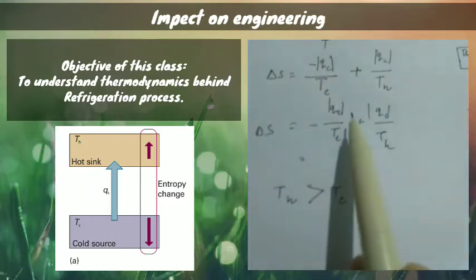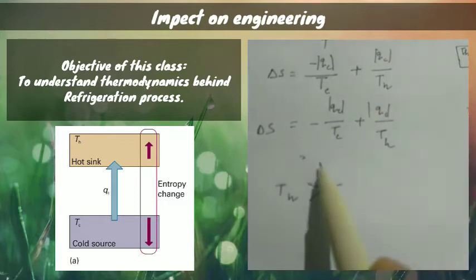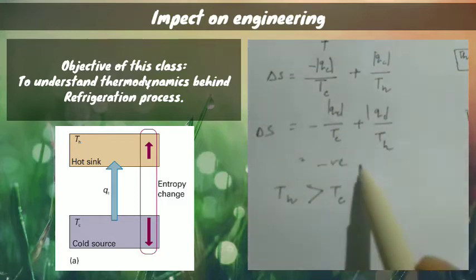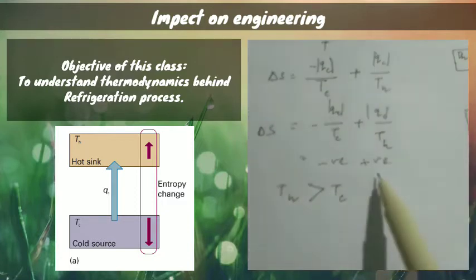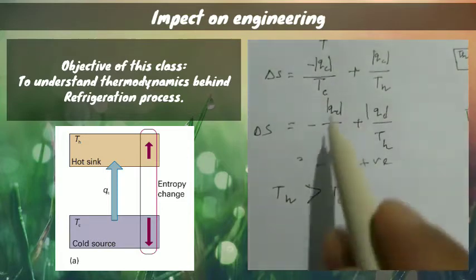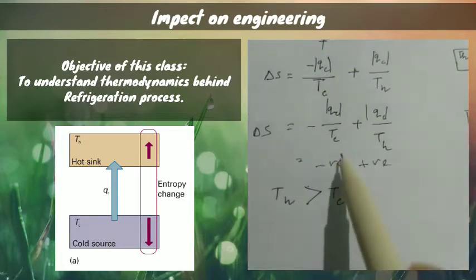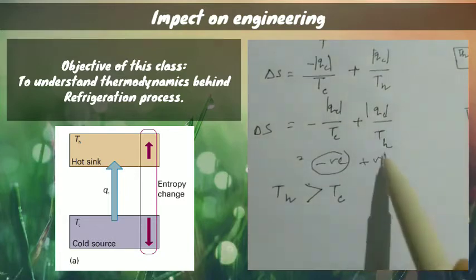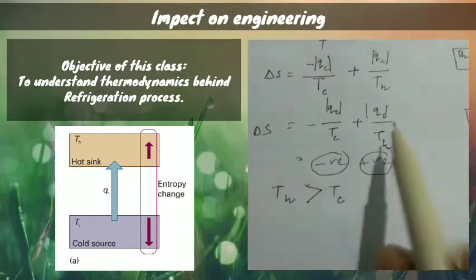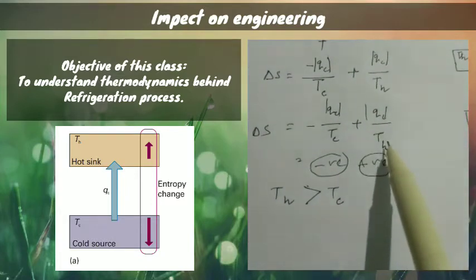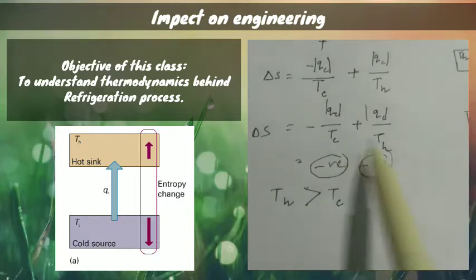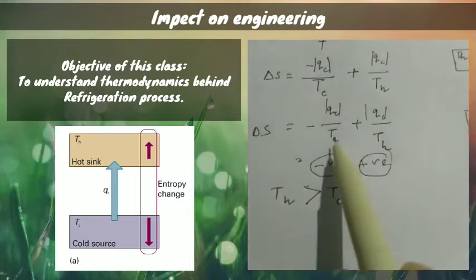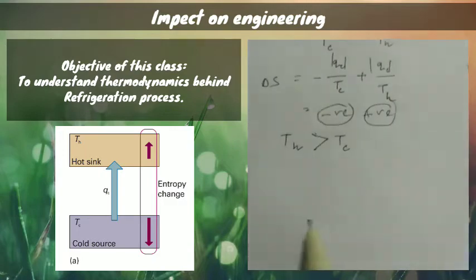So that means the overall, this negative part and this positive part, let's suppose this is the positive part and this part is the negative part, so this negative part will be higher than this positive part, no? Because TH is higher than TC, understand. Since TH is higher than TC, you can use it like this.